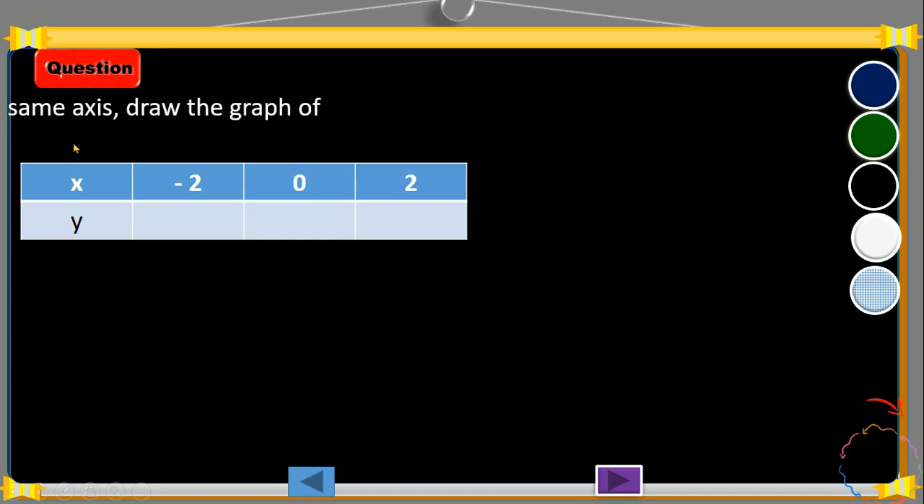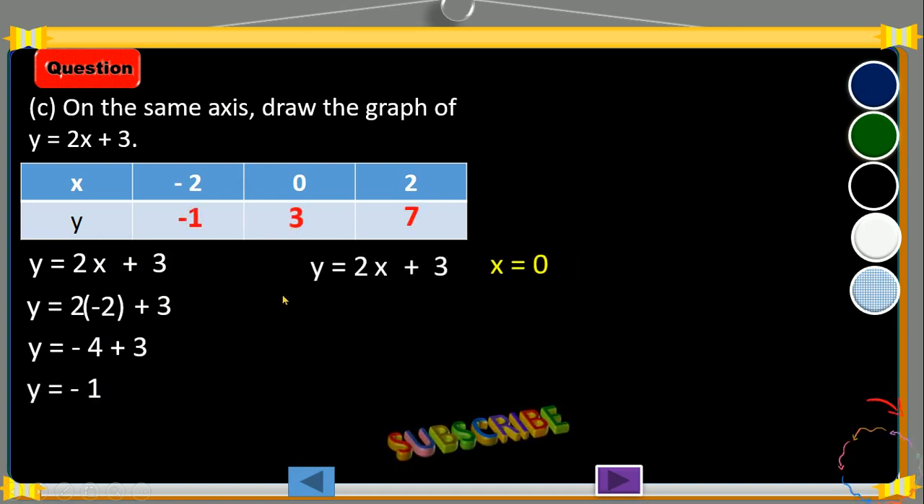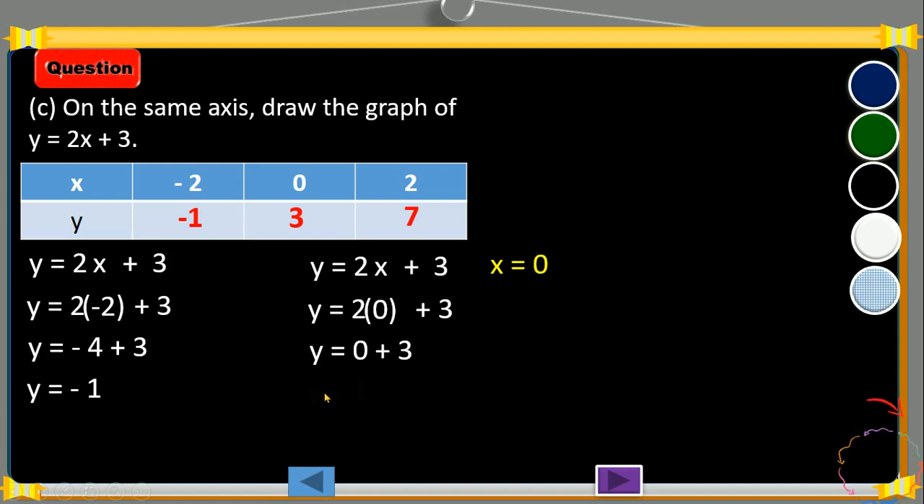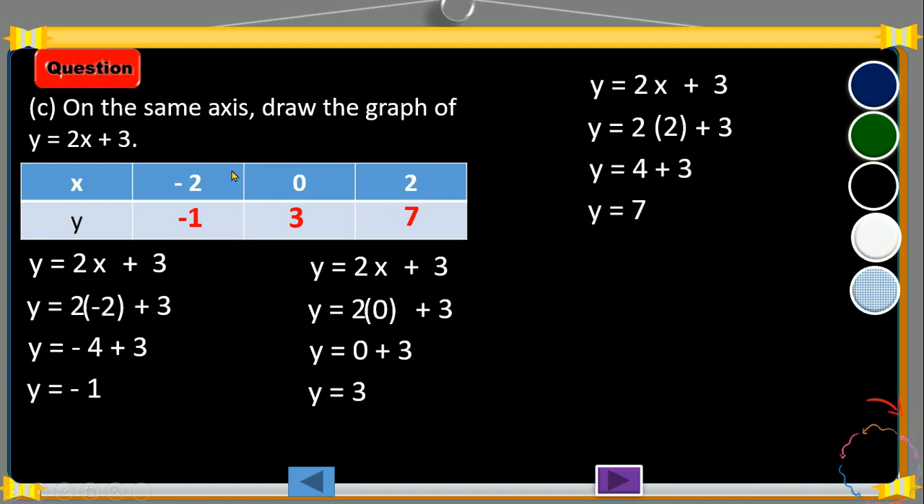Now the linear function is y is equal to 2x plus 3. So we're now going to replace x with minus 2. If we do that here, we're going to have 2 times minus 2, and then simplifying, this gives minus 4 plus 3. This gives me minus 1. We'll do the same thing for when x is 0. So we're going to replace x with 0. 2 times 0 is 0, plus 3. Then y is 3. Then we're going to do the same thing for when x is equal to 2. Then replace this with 2, and then 2 times 2 is 4, plus 3. The answer will give us 7. Now we have also completed the table for the linear function.